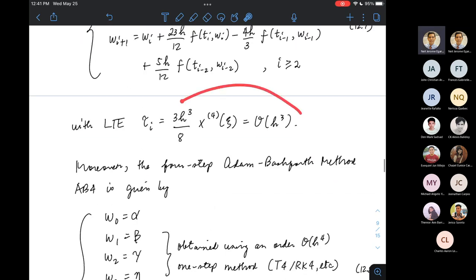Ang local truncation error niya, of order 3 talaga, 3h cubed all over 8 times the fourth derivative of x evaluated at c. Alright? So, power siya ni h cubed. So, siya ay order 3 method.